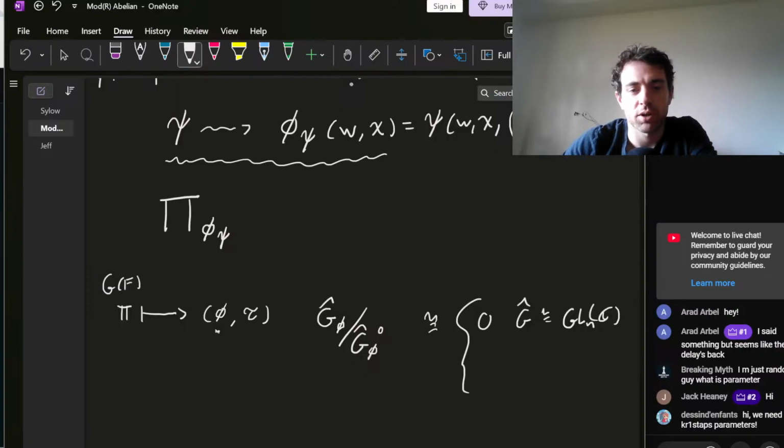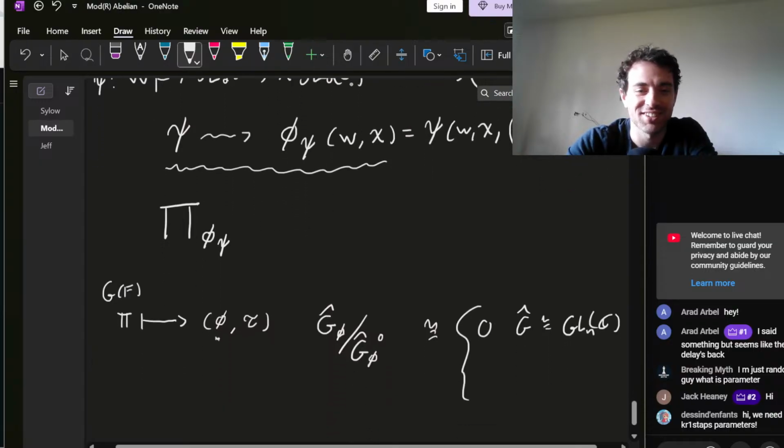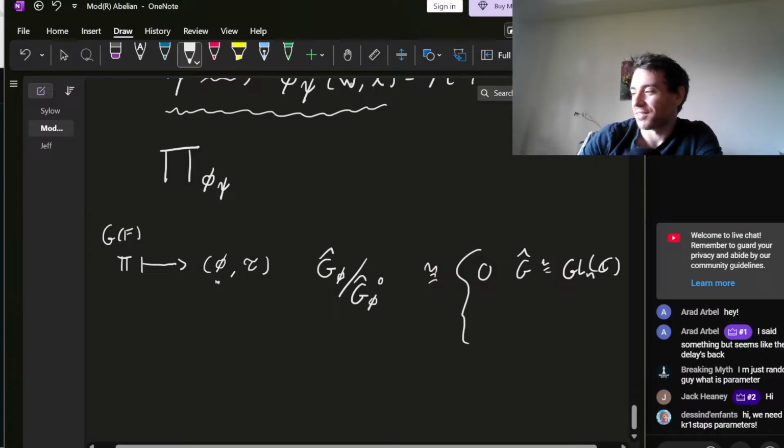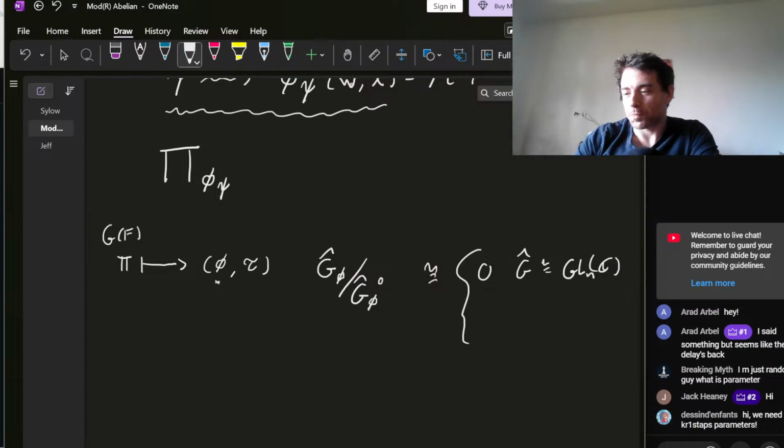We do need Arthur's parameters. Well, yeah, here's my proposal: put a third SL2 factor in. That's my proposal. Why? I have no idea. I don't think it does anything, but weirdly, for some reason, this does.